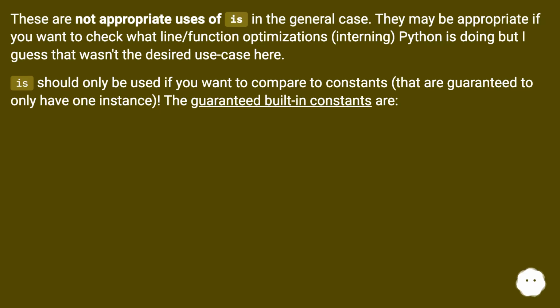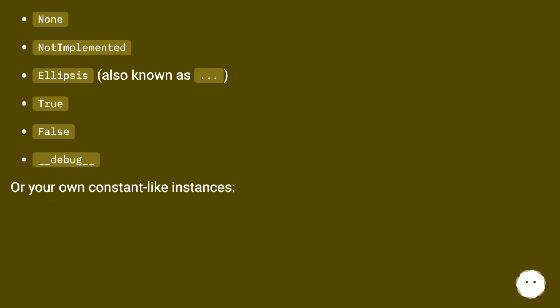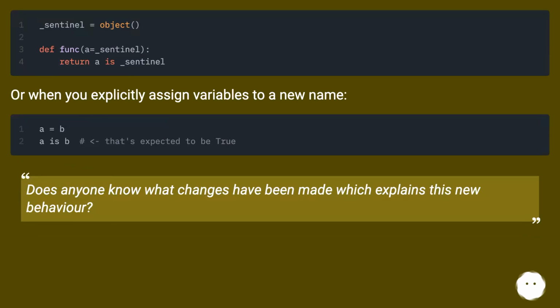`is` should only be used if you want to compare to constants that are guaranteed to only have one instance. The guaranteed built-in constants are None, NotImplemented, Ellipsis, also known as `...`, True, False, `__debug__`, or your own constant-like instances. Or when you explicitly assign variables to a new name.